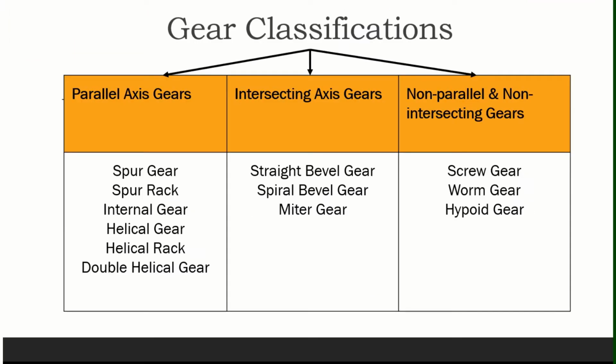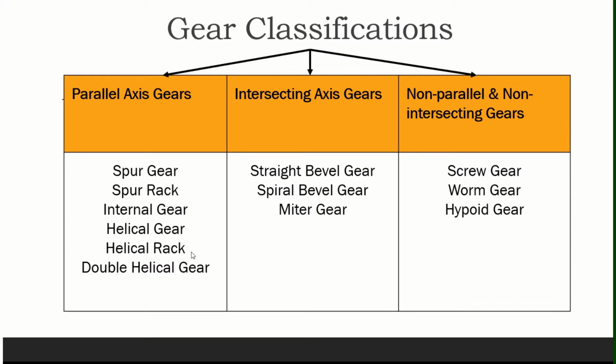So what are the gear classifications? They can be divided into these three categories. One is the parallel axis gears, intersecting axis gears, and the non-parallel and non-intersecting gears. There are several examples in each of these three different categories. Spur gear, which is the most popular and commonly used gear, is in the parallel axis gears.